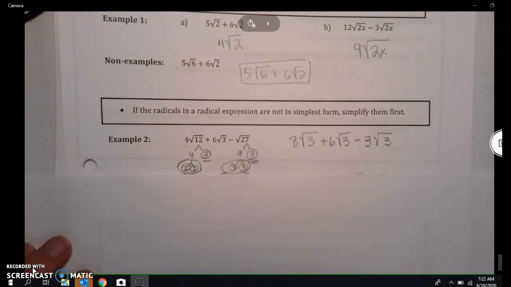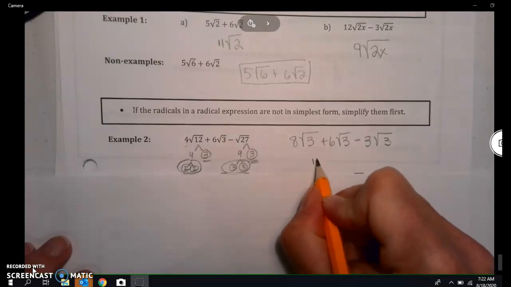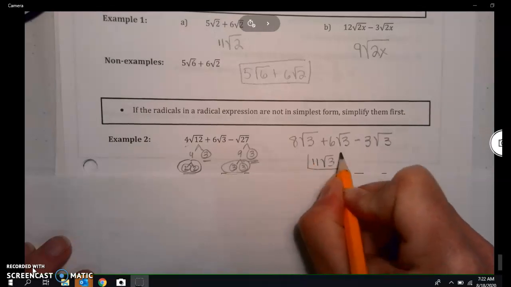So what you have to do here is just add or subtract the coefficients. 8 plus 6 is 14. 14 take away 3 is 11. And we have 11 rad 3 as our final answer.